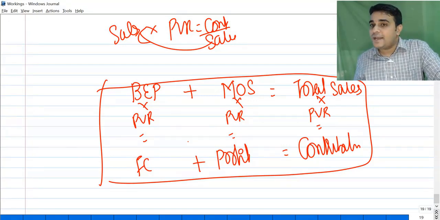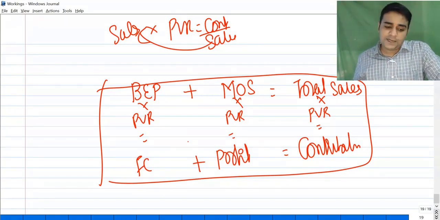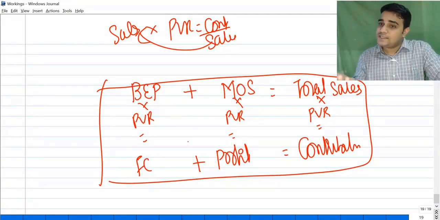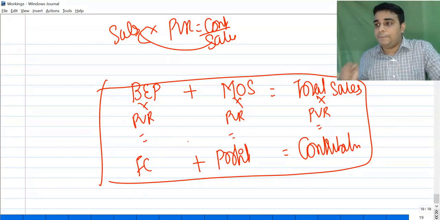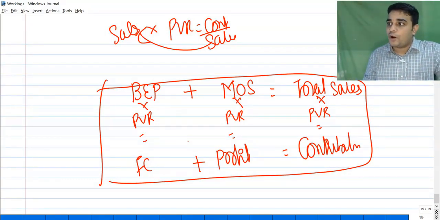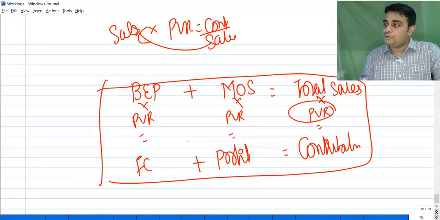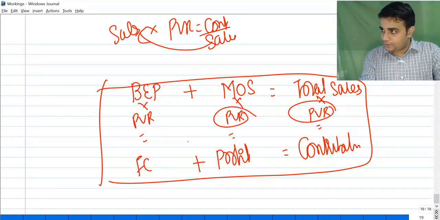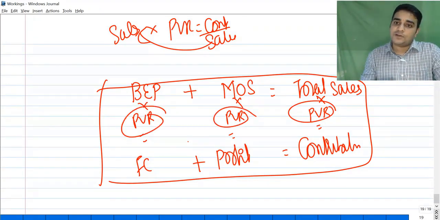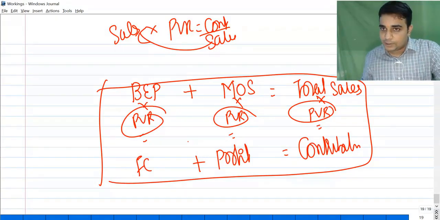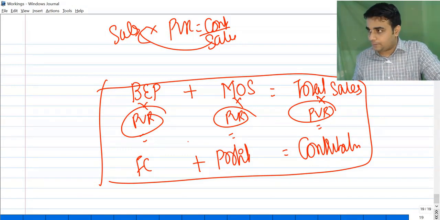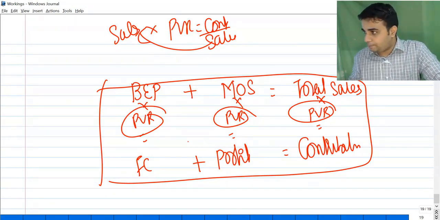Profit is equal to MOS into PVR. Profit is equal to contribution minus fixed cost. Multiple formulae can come. MOS is equal to profit divided by PVR. PVR is equal to contribution by sales. PVR is equal to profit by margin of safety. PVR is equal to fixed cost by break even point. So you can keep interchanging this and keep writing different formulae from this. So you have different formula for PVR coming from this.